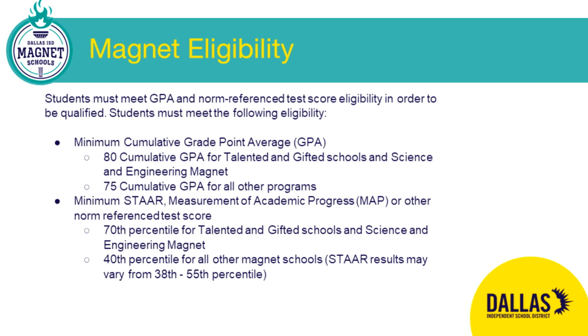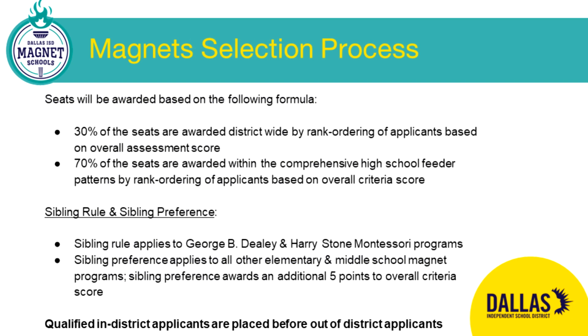Next slide. Now, the magnet selection process involves a specific formula. 30% of the seats are awarded to district-wide students by rank ordering of applicants based on their overall assessment score. 70% of the seats will be awarded within the comprehensive high school feeder patterns by rank ordering the applicants based on their overall criteria score.